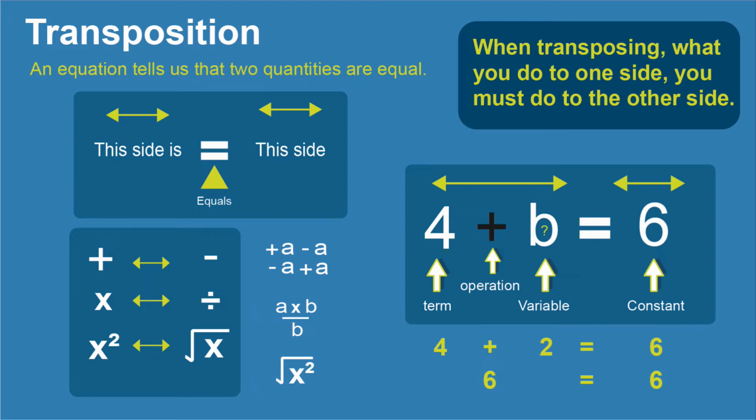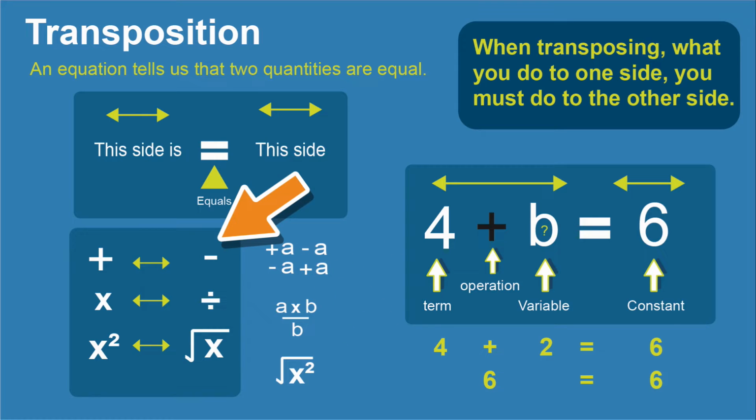Let's have a go. So an equation tells us that two quantities are equal. The equal sign doesn't mean "and the answer is". What it means is this side is equal to this side. So here 4 plus b equals 6. Quite a simple one. Answer is going to be 2, isn't it? 4 plus 2 equals 6. But we could move this formula around. 2 equals 6 minus 4. 4 equals 6 minus 2. That's the point of transposition. We can move around the numbers and letters to find an unknown quantity or value or size.